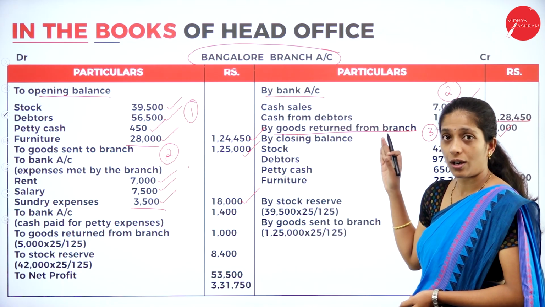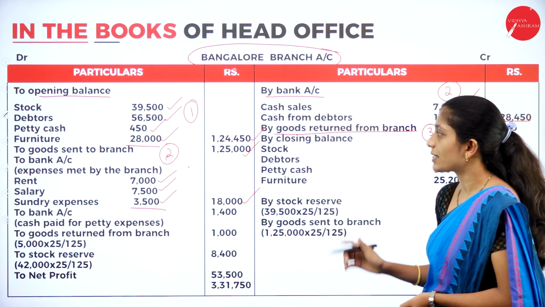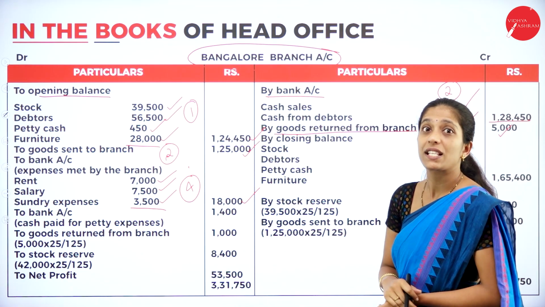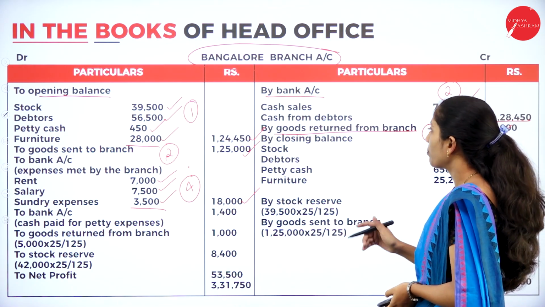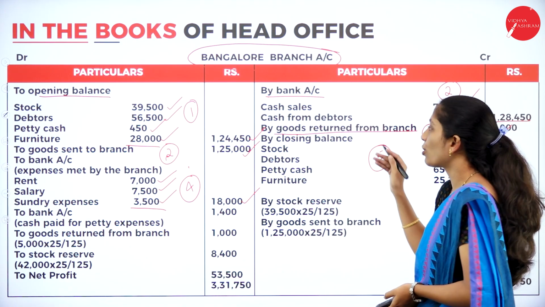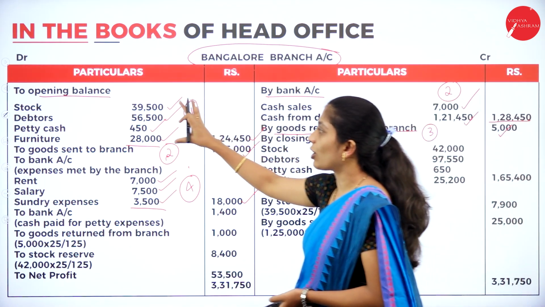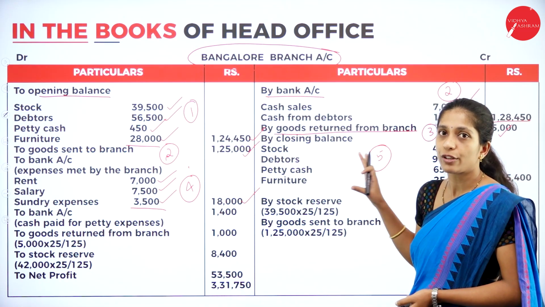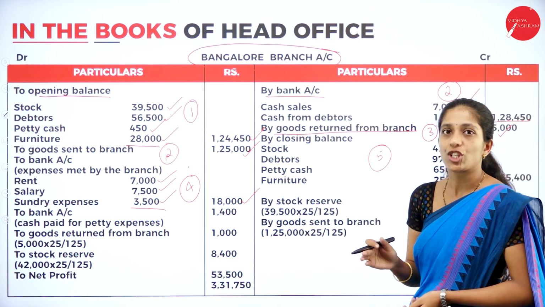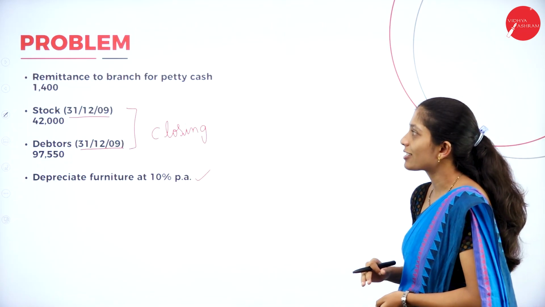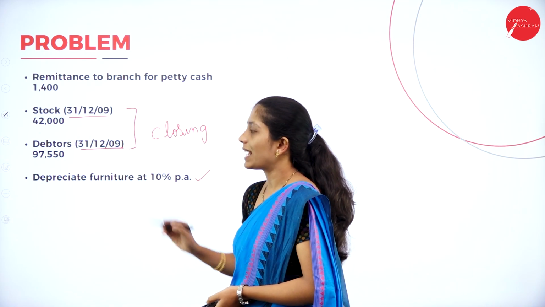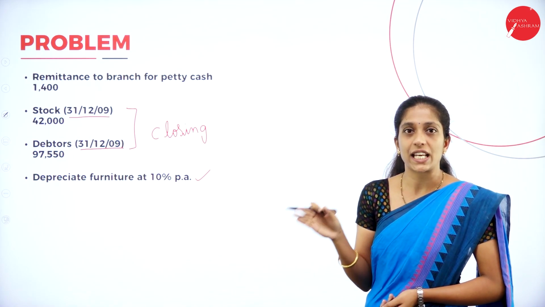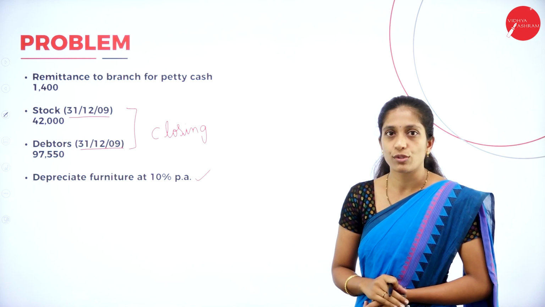Next, what you have to do? We have to record the closing. So this is your fourth step, that is recording of expenses met by the branch. Now come to the fifth step. We have to record the closing balance. So whatever you have recorded here, the opening balance, all the items have to be recorded here as closing balance. Now in the question they have given only two items, that is closing stock as well as debtors. The other two items, that is furniture as well as petty cash, we have to calculate the closing balance.